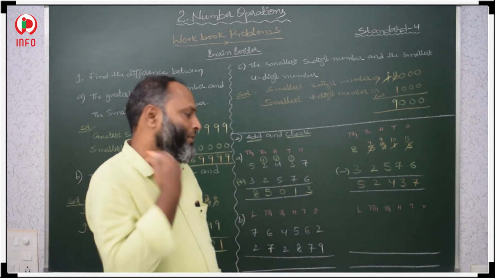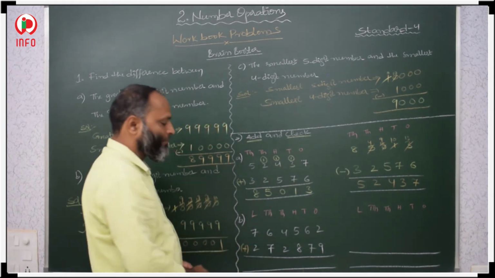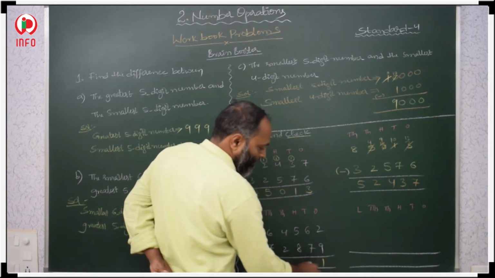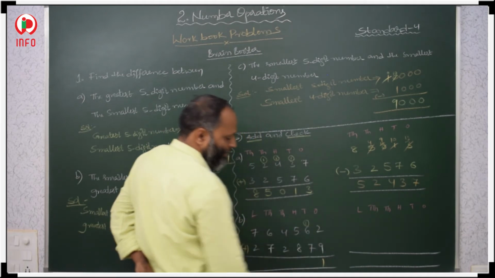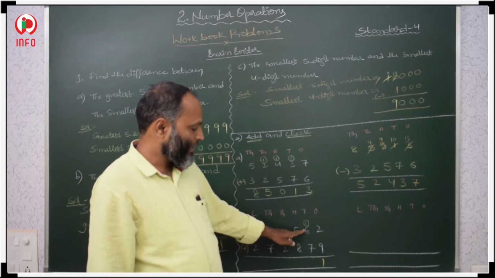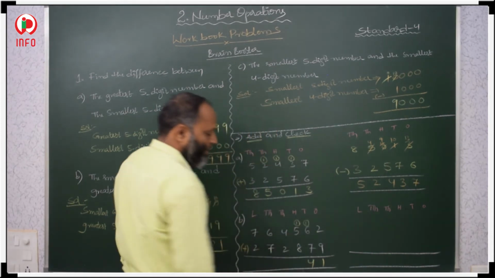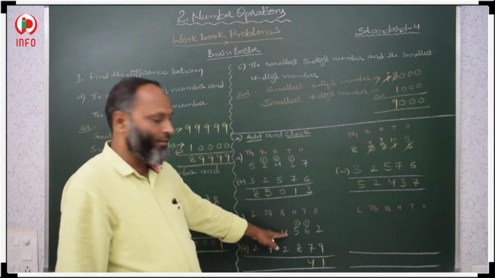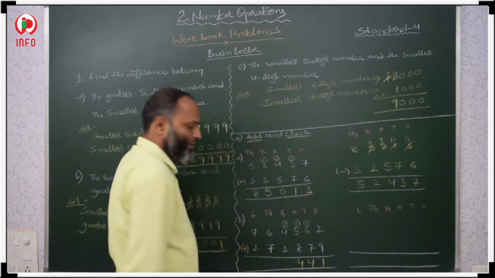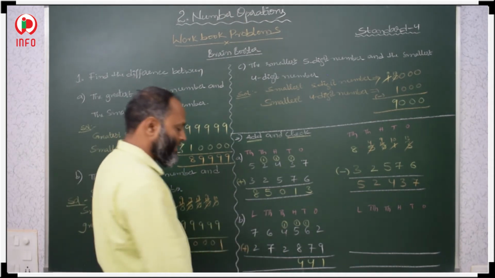So in this way we have to check. Now we have to add. 9 plus 2, 11. 11 means 1 ones and 1 tens. 7 plus 6, 13. 13 plus 1, 14. 14 means 4 tens, 1 hundreds. 8 plus 5, 13. 13 plus 1, 14. 4 hundreds, 1 thousands. 4 plus 2, 6. 6 plus 1, 7. 7 is a single digit number.